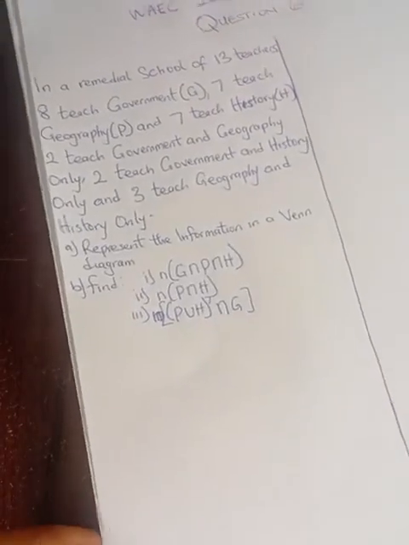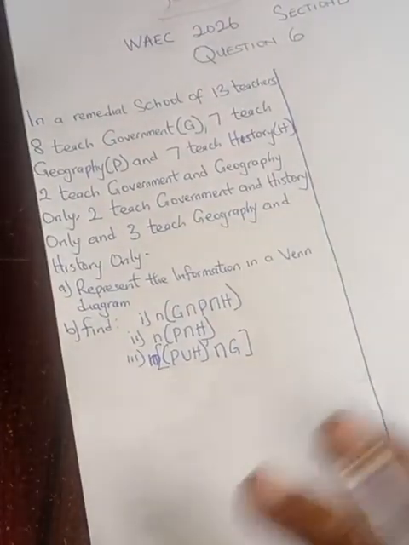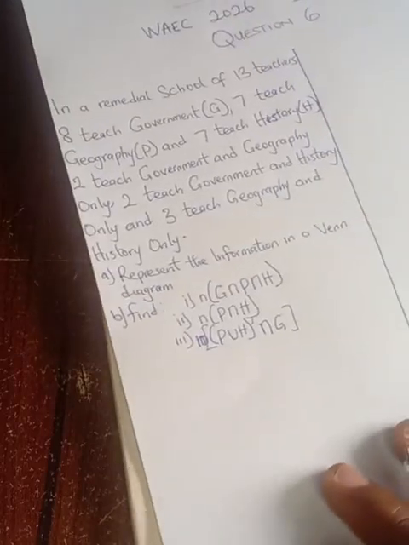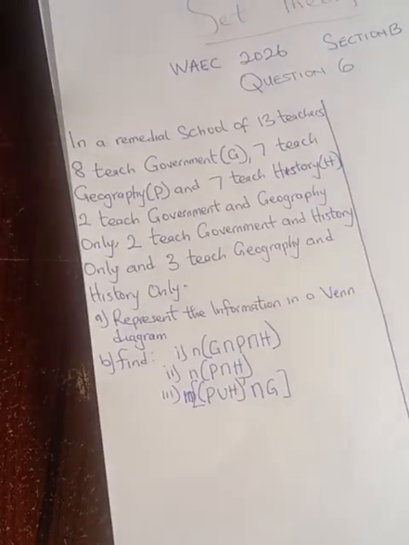Alright, so let's look into this question. This is WAEC 2006 Section B, question 6. Just follow me. In a remedial school of 13 teachers, 8 teach government, 7 teach geography, which is represented by P, because we have two government and geography, you cannot use GG, and 7 teach history, which is represented by H. 2 teach government and geography only, 2 teach government and history only, and 3 teach geography and history only.